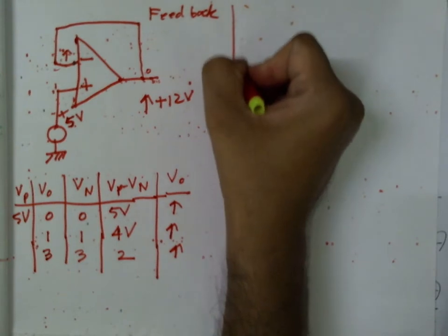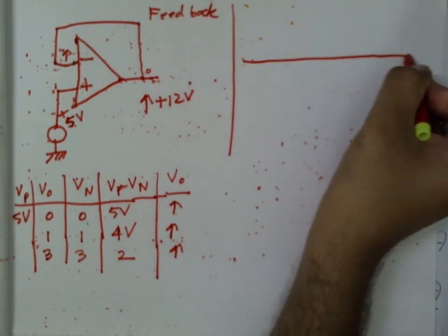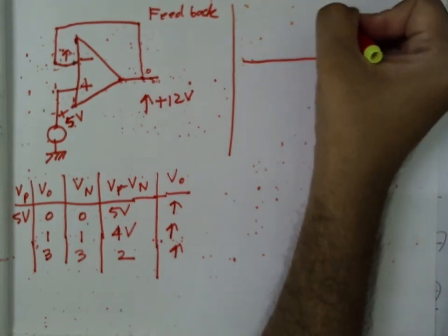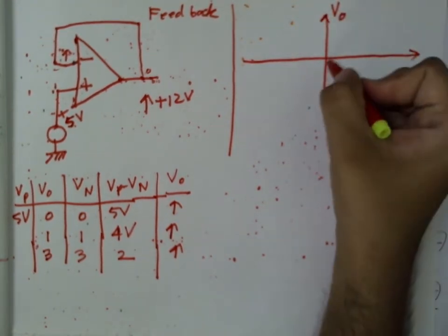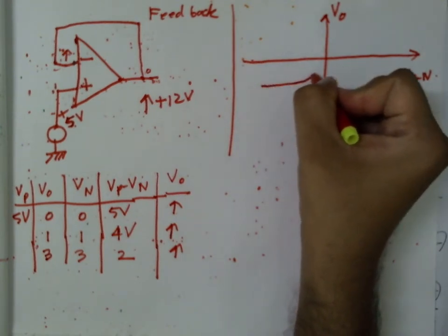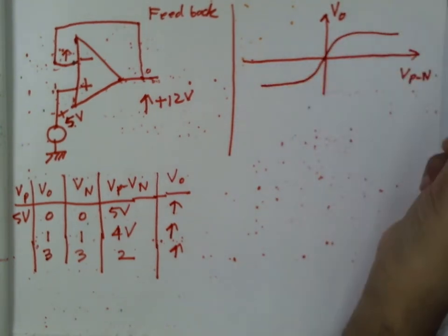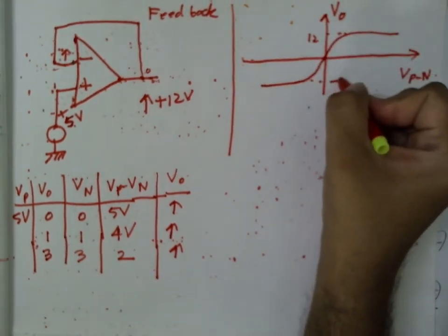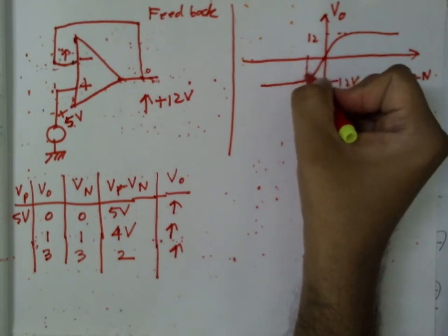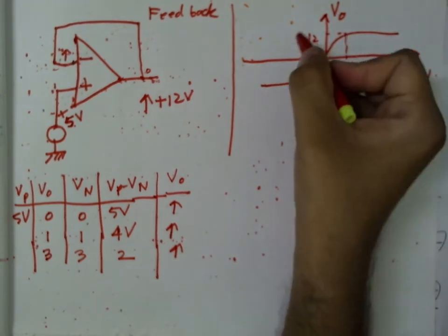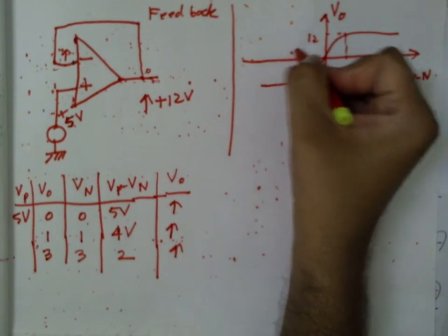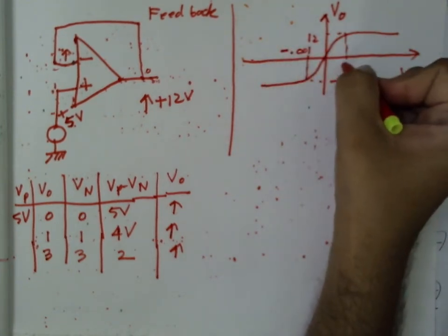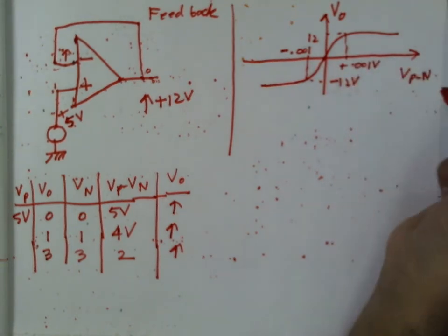Let me draw the static characteristic here. VP minus VN along the x-axis, VO along the y-axis, and say this is the static characteristic. So this is 12 volt. This point is minus 12 volt, and let these two values be minus 0.001 volt, and this is plus 0.001 volt.